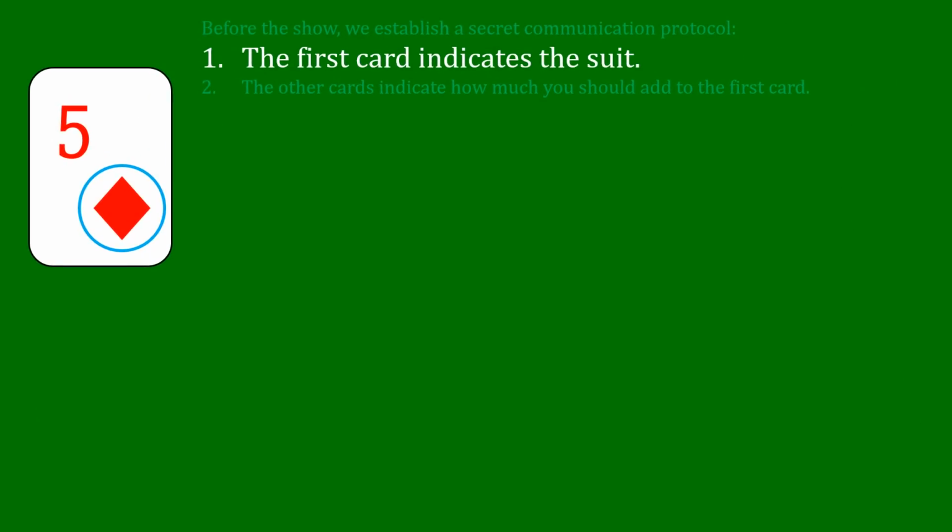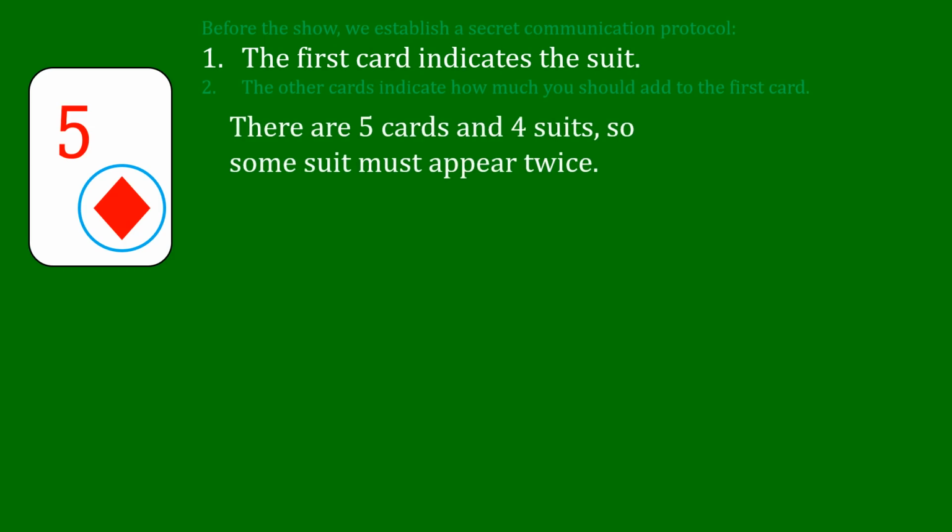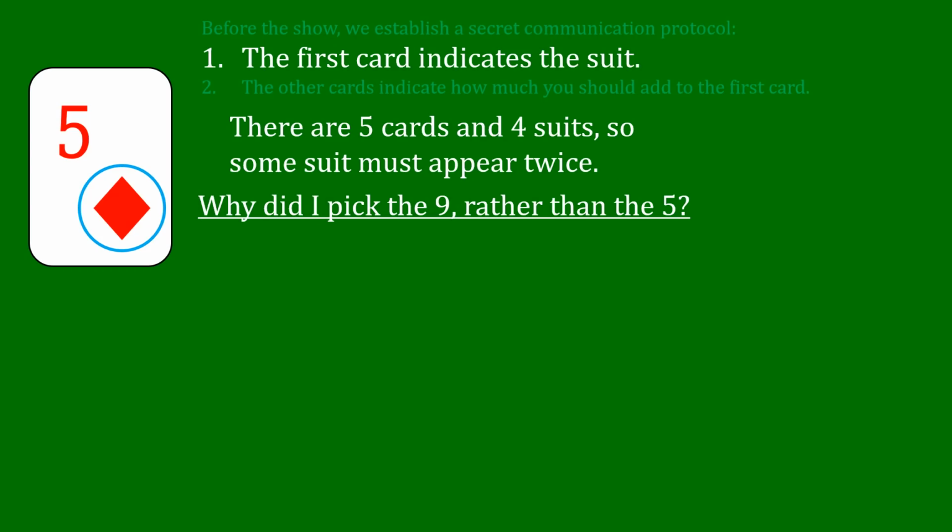Let's focus on the first step first. The first card indicates the suit. How come I, when I'm choosing the card to be set face down, can always ensure this? I can always ensure this because the spectator hands me 5 cards and there are only 4 suits, so some suit must appear twice. Okay, but why did I pick the 9 of diamonds rather than the 5 of diamonds?